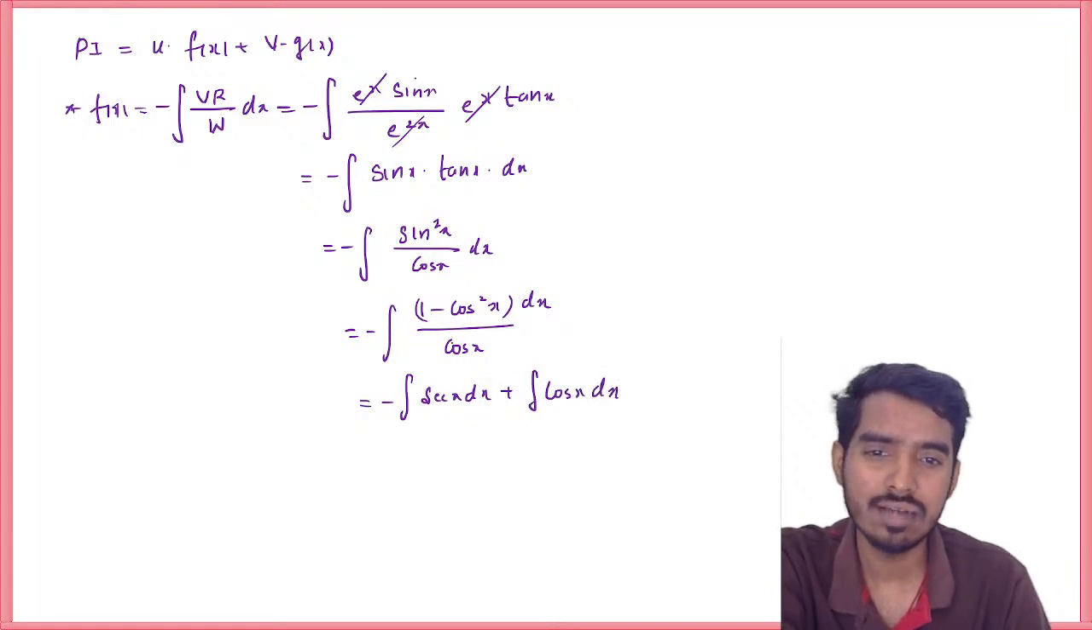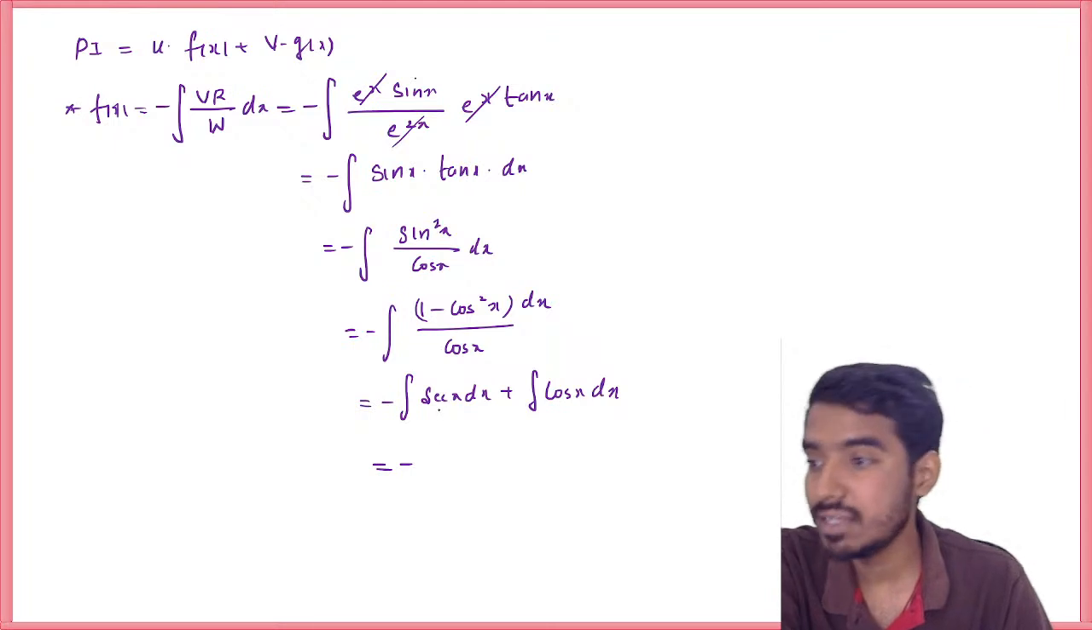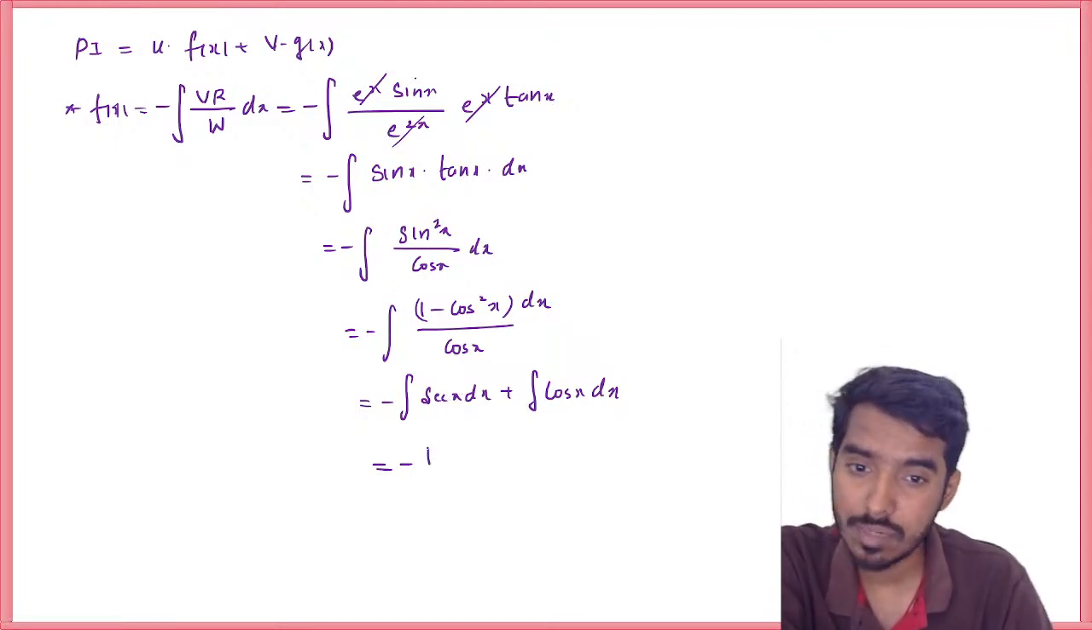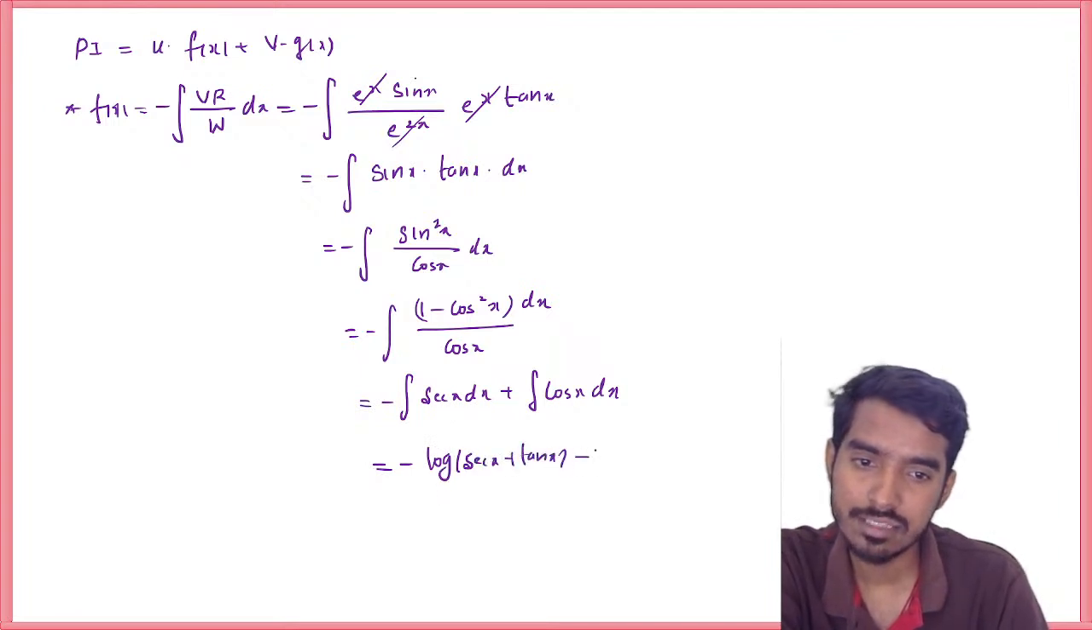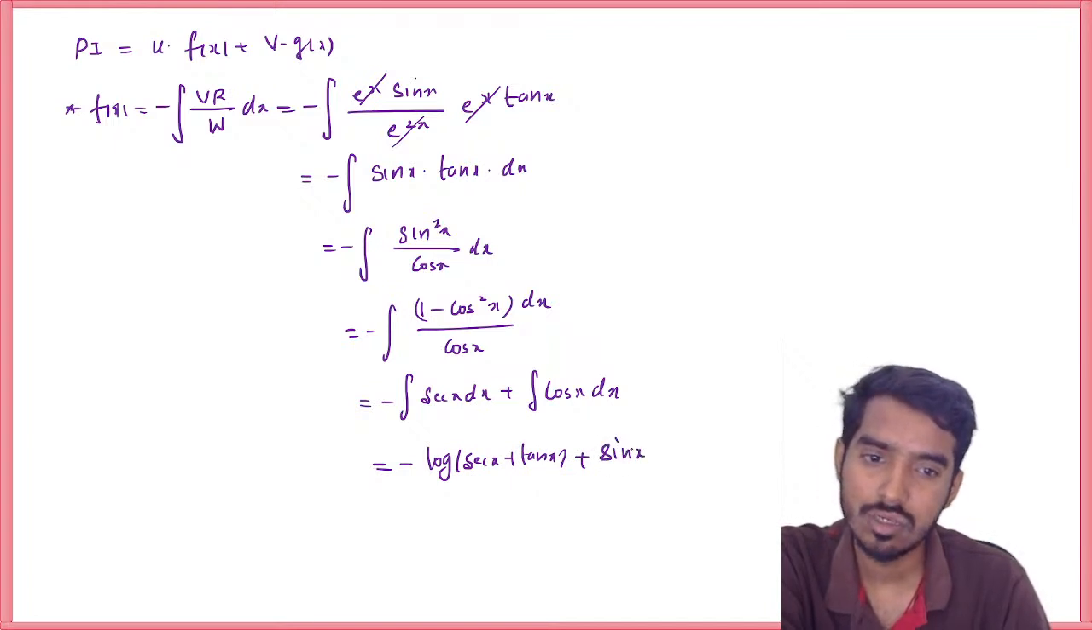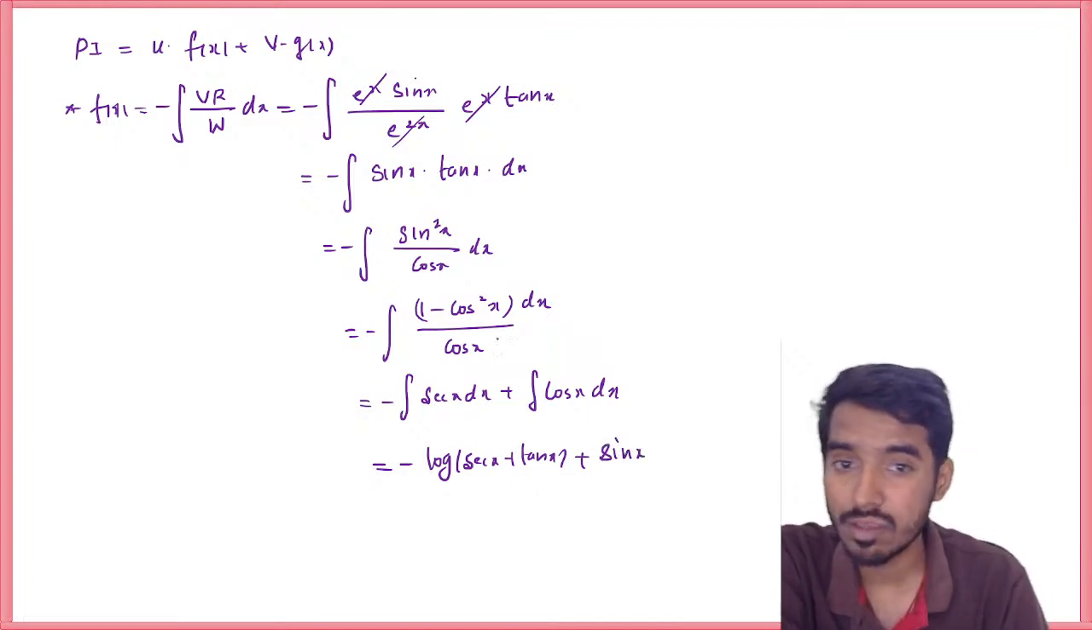Just divide by cos x separately: 1 by cos x, minus and minus will be plus, and cos will get cancelled. So we have this term, minus the integration of sec x, which is log of sec x plus tan x, and the integration of cos x is sin x. This is your f(x).